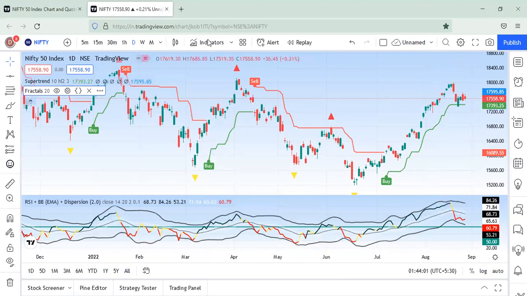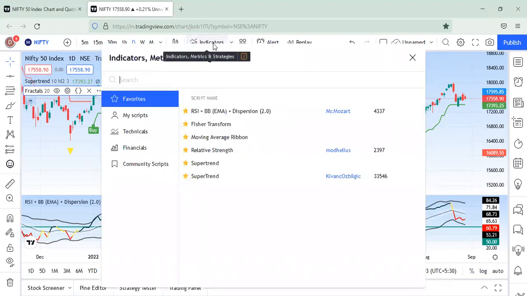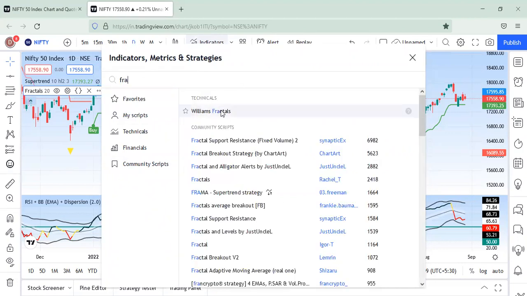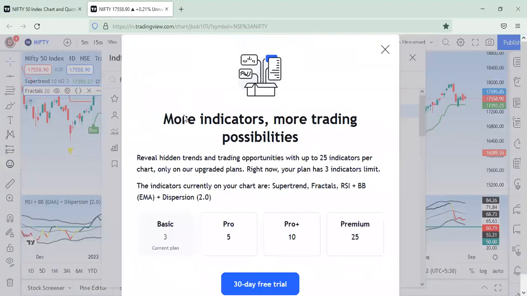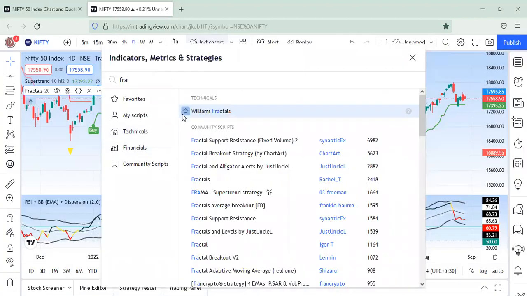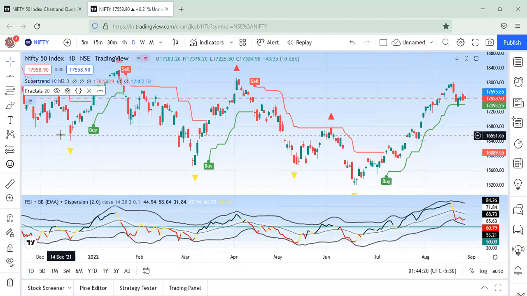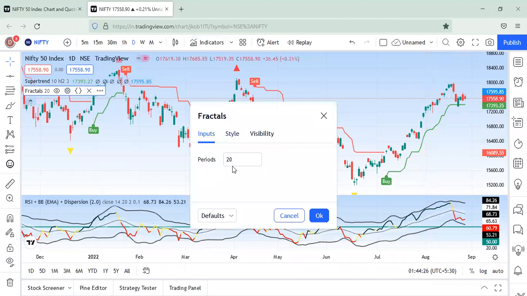If you go to the indicator section, you will find this fractal, Williams Fractal, this one. Let it be marked star. So you will see this fractal. So two things I'm using. One is fractals. I changed these inputs from period 2. It was 2 as a default, and I made it 20.